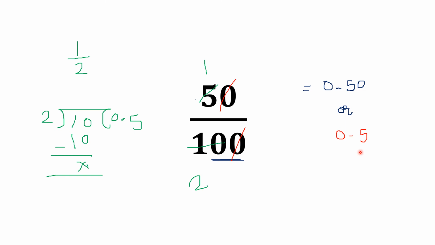Always remember, whenever you have multiples of 10 in the denominator, never convert it into lowest terms. Okay? I hope this point is clear to you till now. So we can write it as 0.5 or 0.50 also. Our answer is 0.5, or you can write 0.50, but it is better to write 0.5.